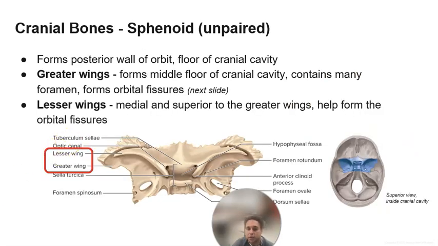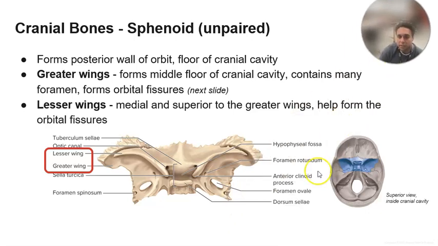Next bone is the sphenoid bone. This sphenoid bone looks like it has wings because it actually does. It has something called greater wings and lesser wings. First of all, the sphenoid bone forms the posterior wall of the orbit. Again, the orbital cavity is where your eye sits. It also forms the floor. See, this is the floor of the cranial cavity.